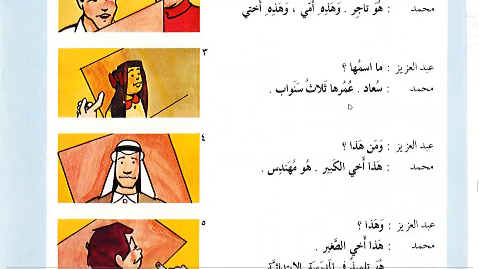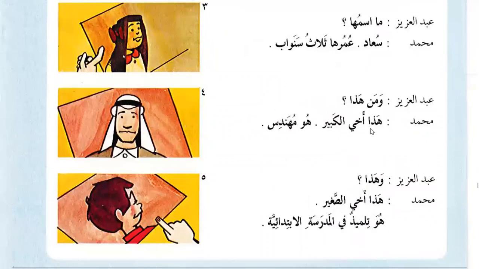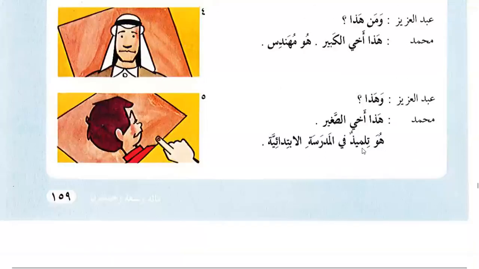Abdulaziz: Waman haza, and who is this? Haza akhil kabir, this is my elder brother. Huwa muhandis, he is an engineer. Abdulaziz: Wahaza, and this one, Muhammad? Haza akhis sagir, this is my younger brother. Huwa tilmizun fil madrasat al ibtidaiya, he is a student in elementary school.